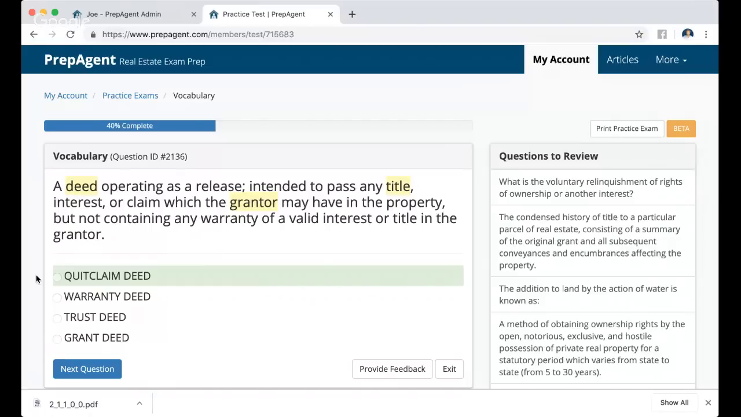So a deed is evidence of a transfer, right, guys? So if a deed is evidence of a transfer, what is evidence of ownership? Title is evidence of ownership.